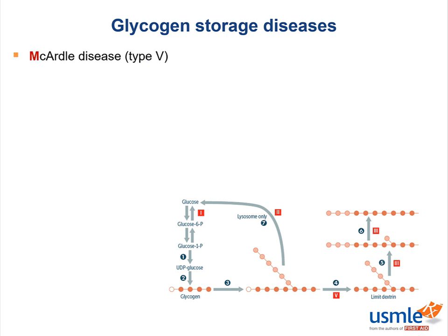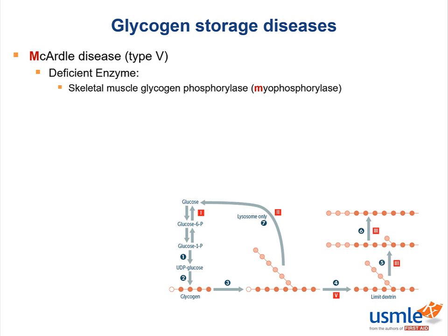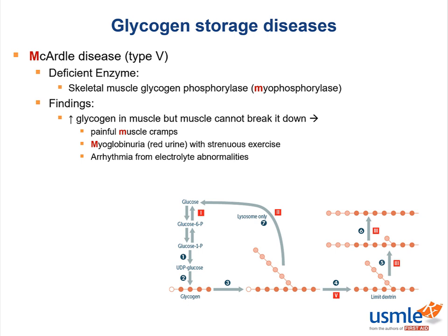And lastly, we'll talk about McArdle disease, type 5, which affects the Roman numeral 5 in this diagram. The deficient enzyme is skeletal muscle glycogen phosphorylase or myophosphorylase. Physiologically, there is increased glycogen in muscle, but muscle can't break it down, so this results in painful muscle cramps, myoglobinuria or red urine with strenuous exercise, and even arrhythmia from electrolyte abnormalities.